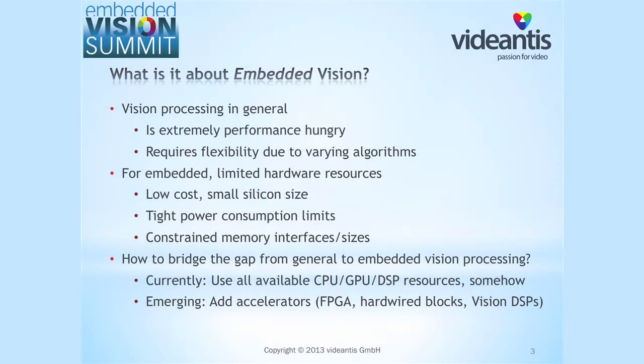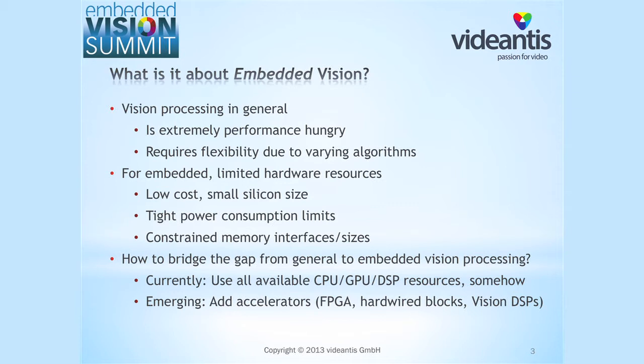So, my previous speakers have already talked about a few of the aspects. So what is it about embedded vision? And I want to point out the term embedded. Vision processing in general means we have applications that are extremely performance hungry because we have to deal with a lot of data that needs to be processed. We require flexibility due to the varying algorithms.